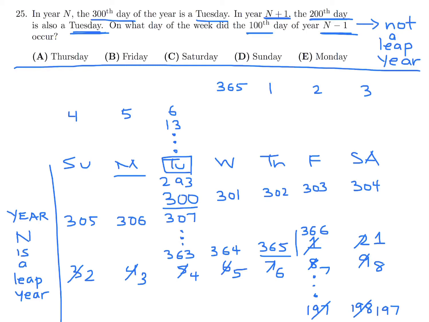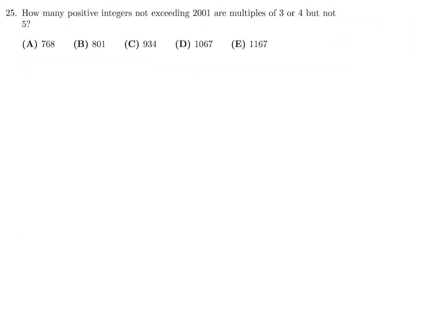But they want the 100th day. All right? So same thing. You have to keep going backward from 365. And you can always subtract by 70s. If you do, you'll get all the way down to 106. All right? So you've got 105, 104, 103, 102, 101, and finally 100. And that 100th day is a Thursday. So the answer to 25 is A.